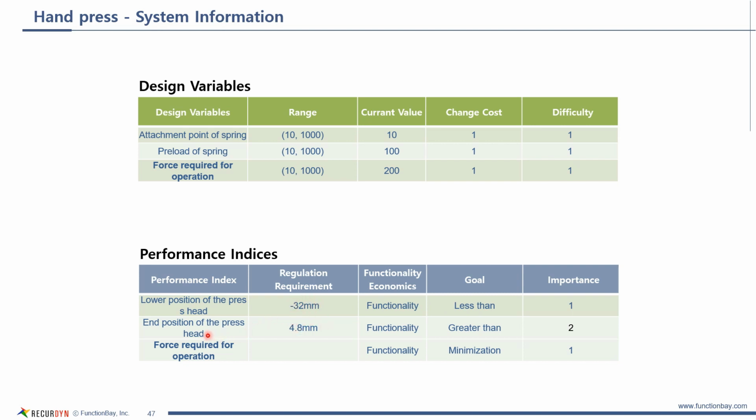One interesting thing in this model is that the force to pull the lever, being used as a design variable, is also used as a performance index. In other words, it is possible to use one variable for both a design variable and a performance index. Since the press head position is a clear requirement, it is set as a constraint, and the force required for operation is set as an objective.